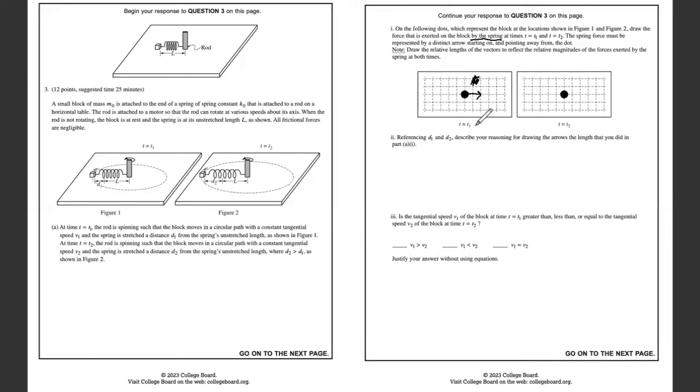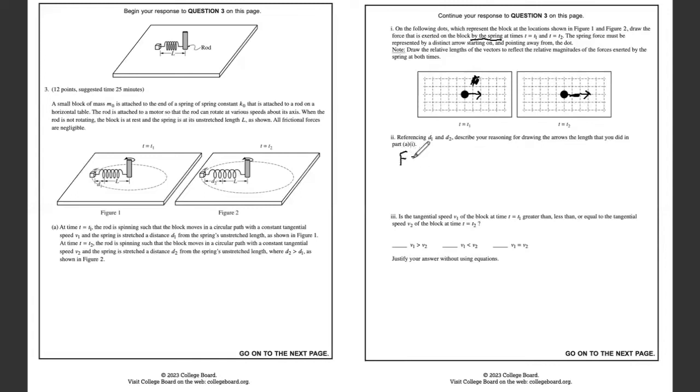All right, so I would expect for t1, the spring force should be pointed to the right towards the center. It should have some magnitude. Now, we don't actually know how much bigger d2 is compared to d1. So all we would actually have to do is have a longer spring force in the second drawing pointed to the right. All right, referencing d1 and d2, describe your reasoning for drawing the arrows the length that you did.